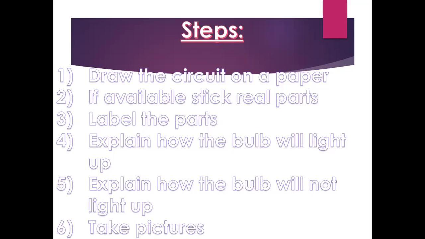Number 4, you will explain to me on the paper how the bulb will light up, and how the bulb will not light up. If you don't want the bulb to light up, what are you going to do? You will, for example, cut the wire, remove the battery, remove the bulb itself, or turn the switch off. This is how the bulb will not light up. And at last, you are taking pictures of every step you are doing.